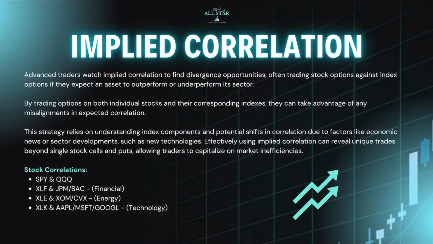One of the best illustrations of this is higher implied correlation means stocks are moving more uniformly, which often results in lower market-wide gamma exposure because price changes are way more synchronized.